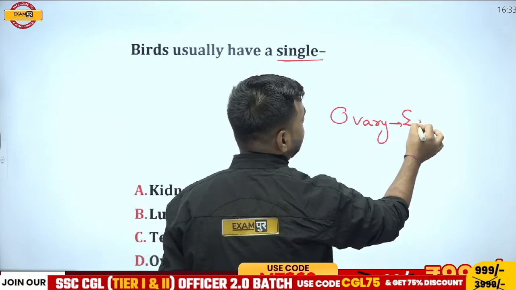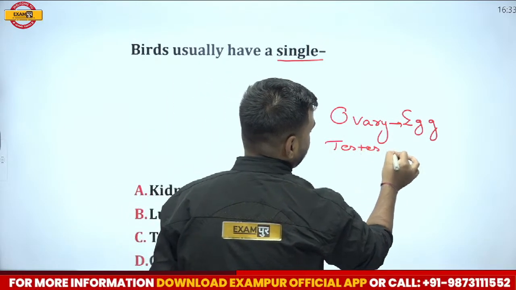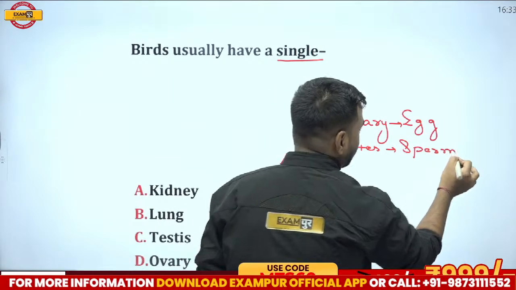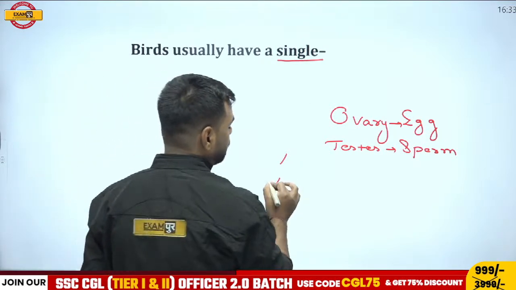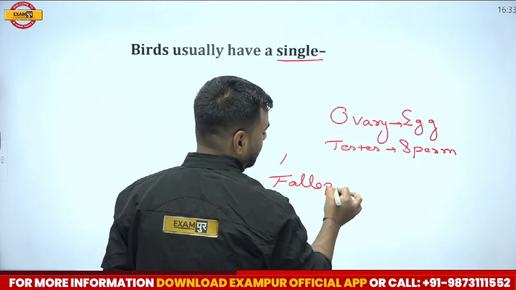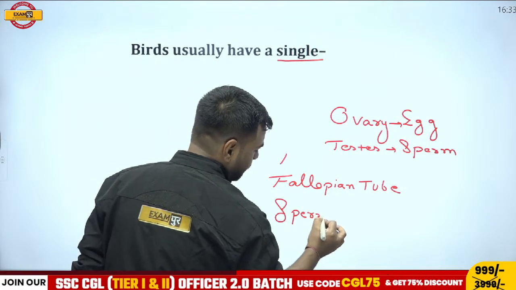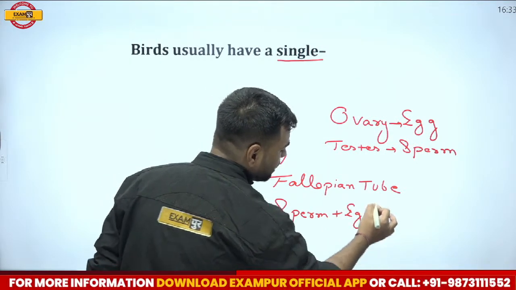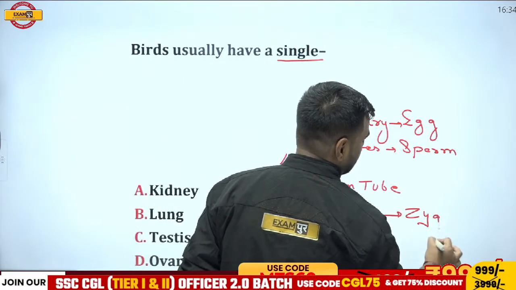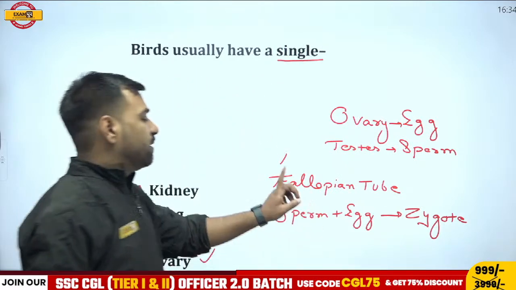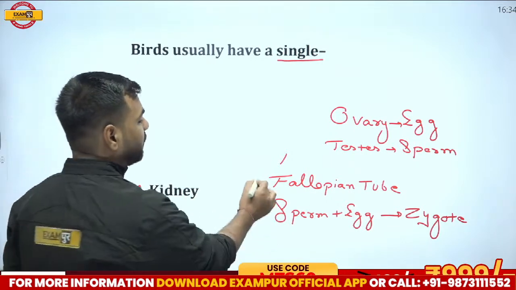from where those eggs are released, and for the fertilization process, if I talk about males, from testes we have sperm. And the fertilization location, in the human body, we have a tube that is known as fallopian tube, where the sperm cell from the male and egg cell from the female fuse together, and when they fuse together, they form zygote. So these questions are asked in the examination. After the fusion of the sperm and egg, what is formed? That is zygote. Where is this fusion taking place? That is your fallopian tube.